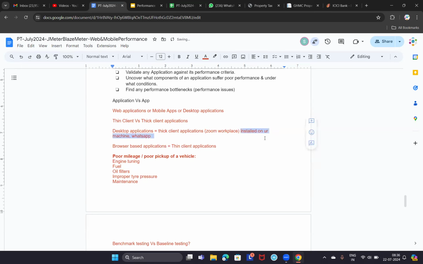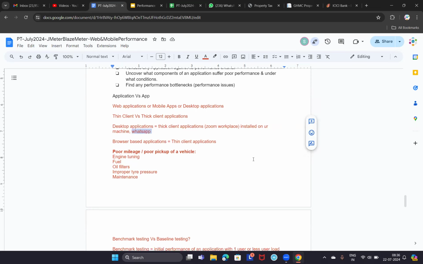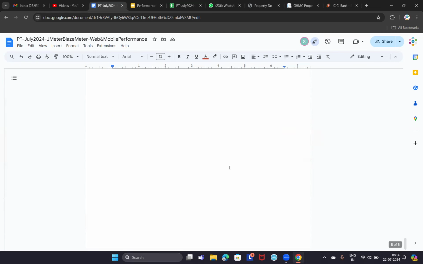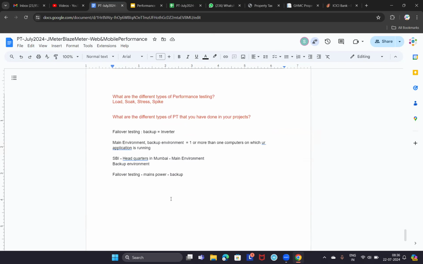Installed on our machine is called a desktop application, isn't it? Like WhatsApp or Zoom. In the same way, most of the banks in India are using an application called Finacle, which bank employees use. Did you hear about this software? Anyone? What is Finacle?